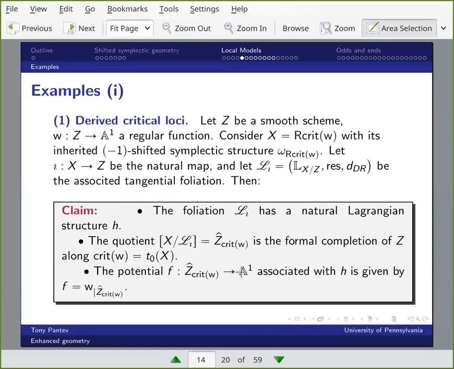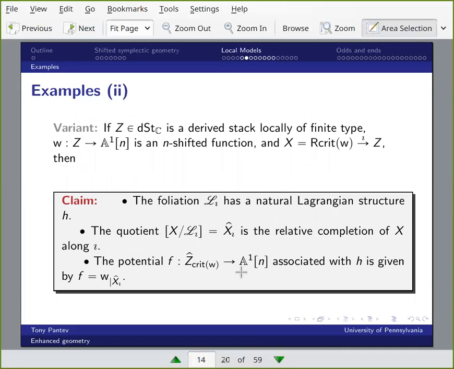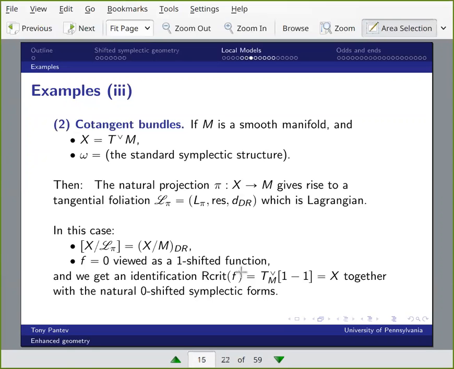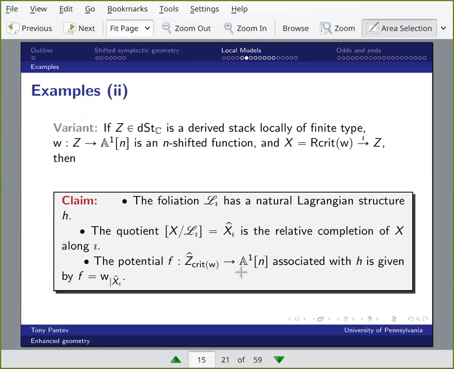So this does reconstruct any given potential, by taking the tangential foliation for the inclusion of the derived critical locus in the ambient space. But in general, you need to find that. I see. Okay, so this is an example. Yeah, so it's an example. Okay, thank you. Okay, Marco, please.